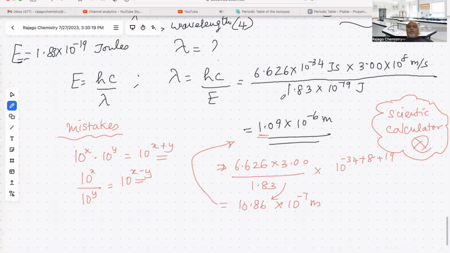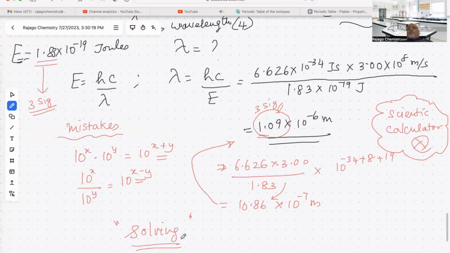Okay. Your question is asking for the only number given is 1.83. So it has 3 significant digits, 3 sig figs. So your answer must also have 3 significant figures. So this is how you have to solve the problem. Okay. Solving this kind of problems is very important.